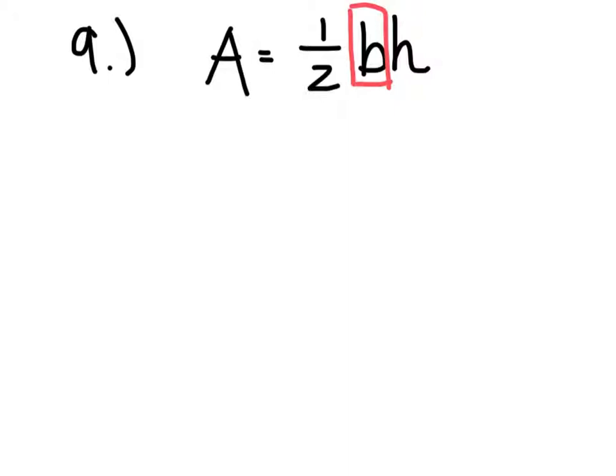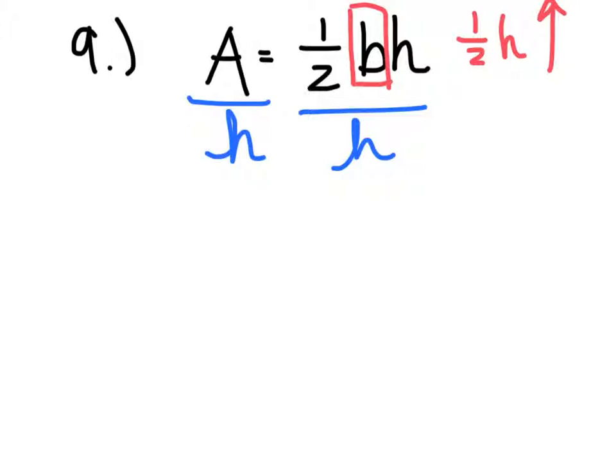The next equation asks me to find b. So this is number 9 on your homework. Again, I ask myself, what's happening to b? Well, it's being multiplied by 1/2 h. So to solve, I'm really going to do this in 2 steps. I need to undo the multiplication of h, so I'm going to divide both sides by h. Now I'm choosing not to divide by the fraction, which I'm going to show you why in just a second. My new equation is A divided by h equals 1/2 b.